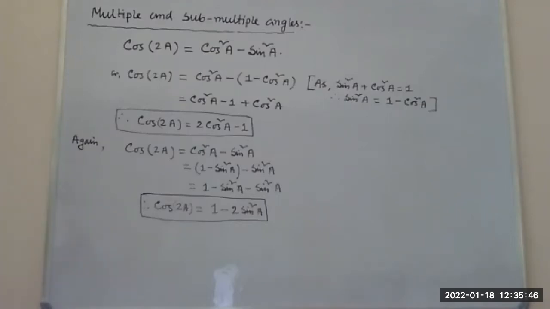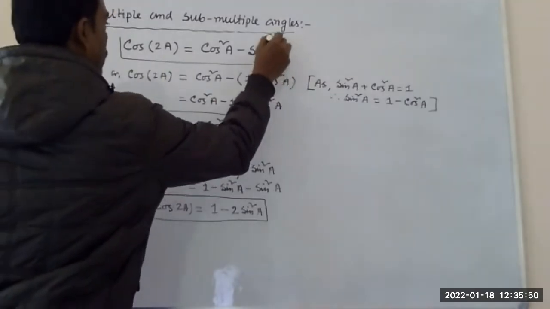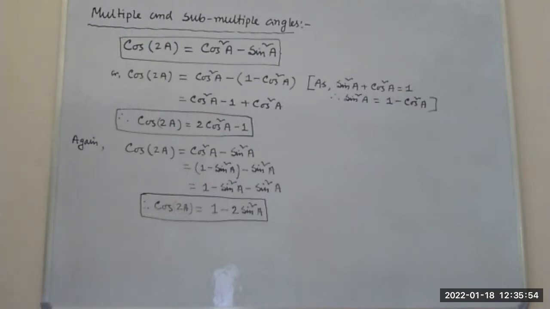So we got the three formulas for cos 2a. Number one is the basic formula, which is coming from compound angle: cos 2a equal to cos square a minus sin square a. Second one, cos 2a equal to 2 cos square a minus 1. And third one, cos 2a equal to 1 minus 2 sin square a.